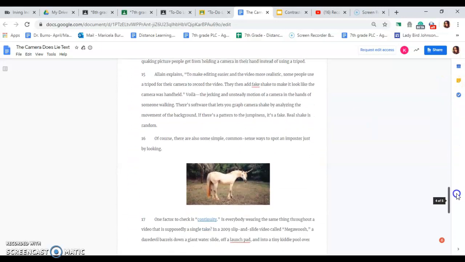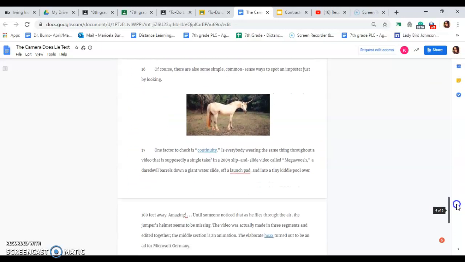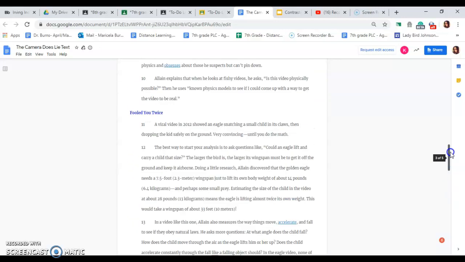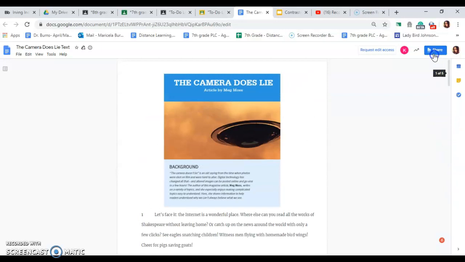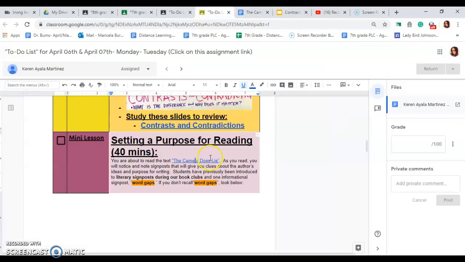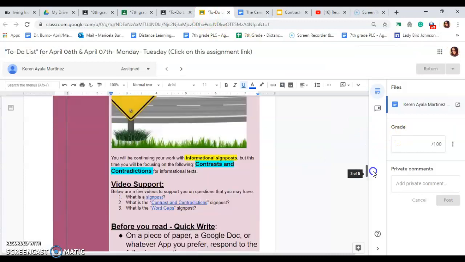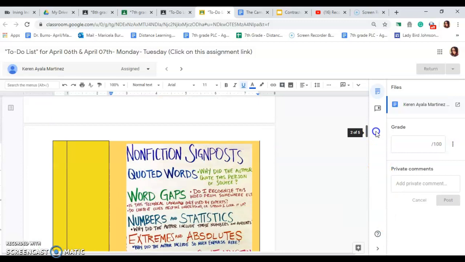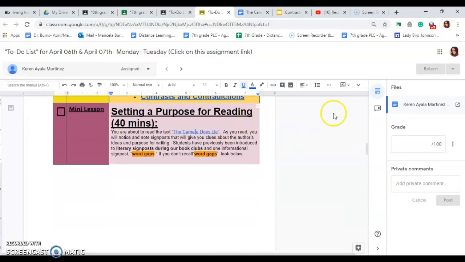All the words that you decide are word gaps, you will write them down, and then you will take a picture of those word gaps and you will place them in your to-do list down here under mini lesson, The Camera Does Lie.